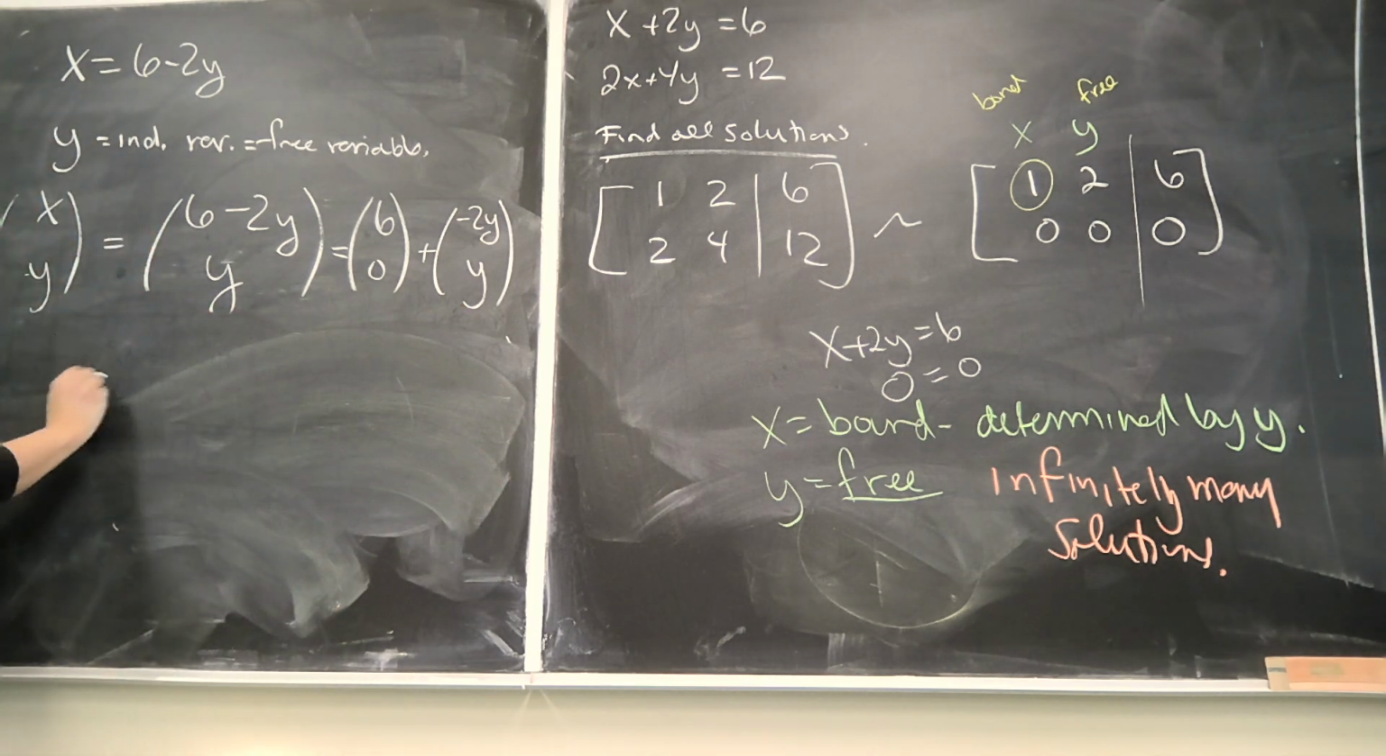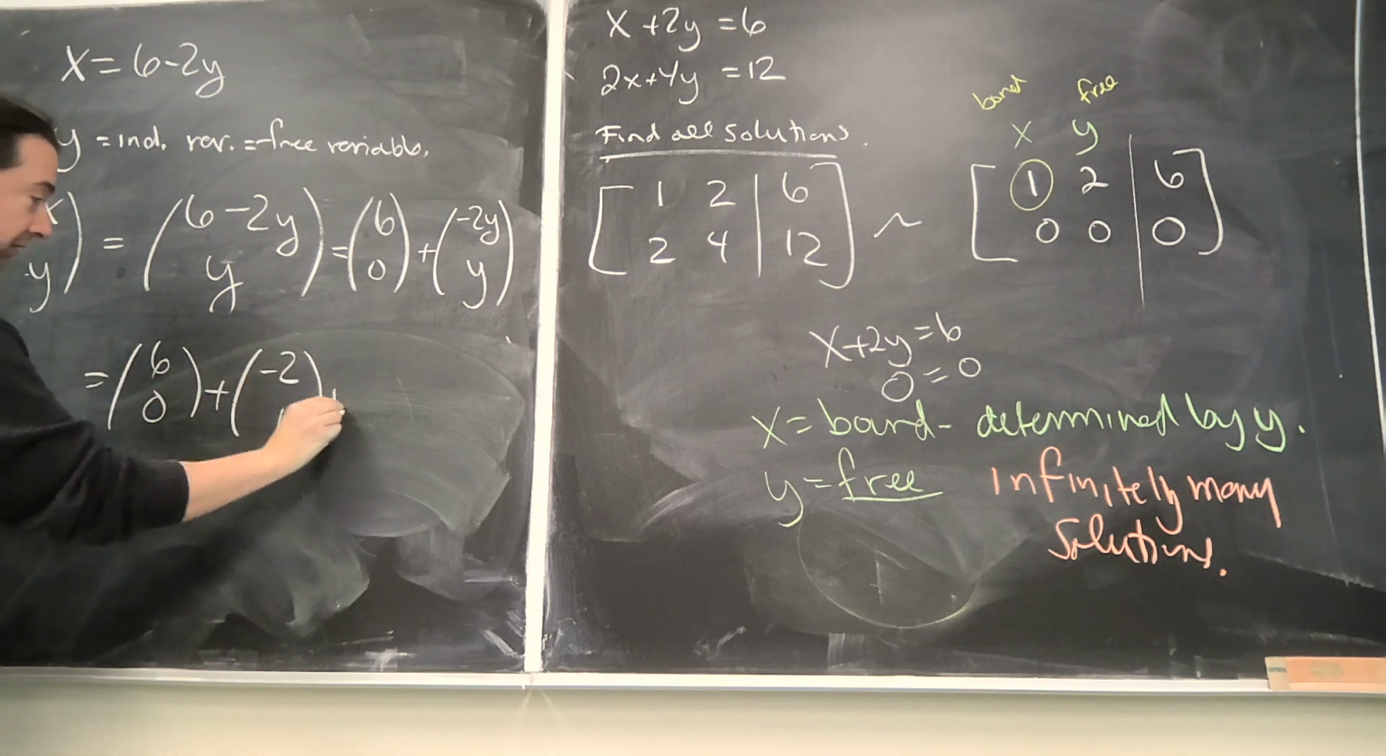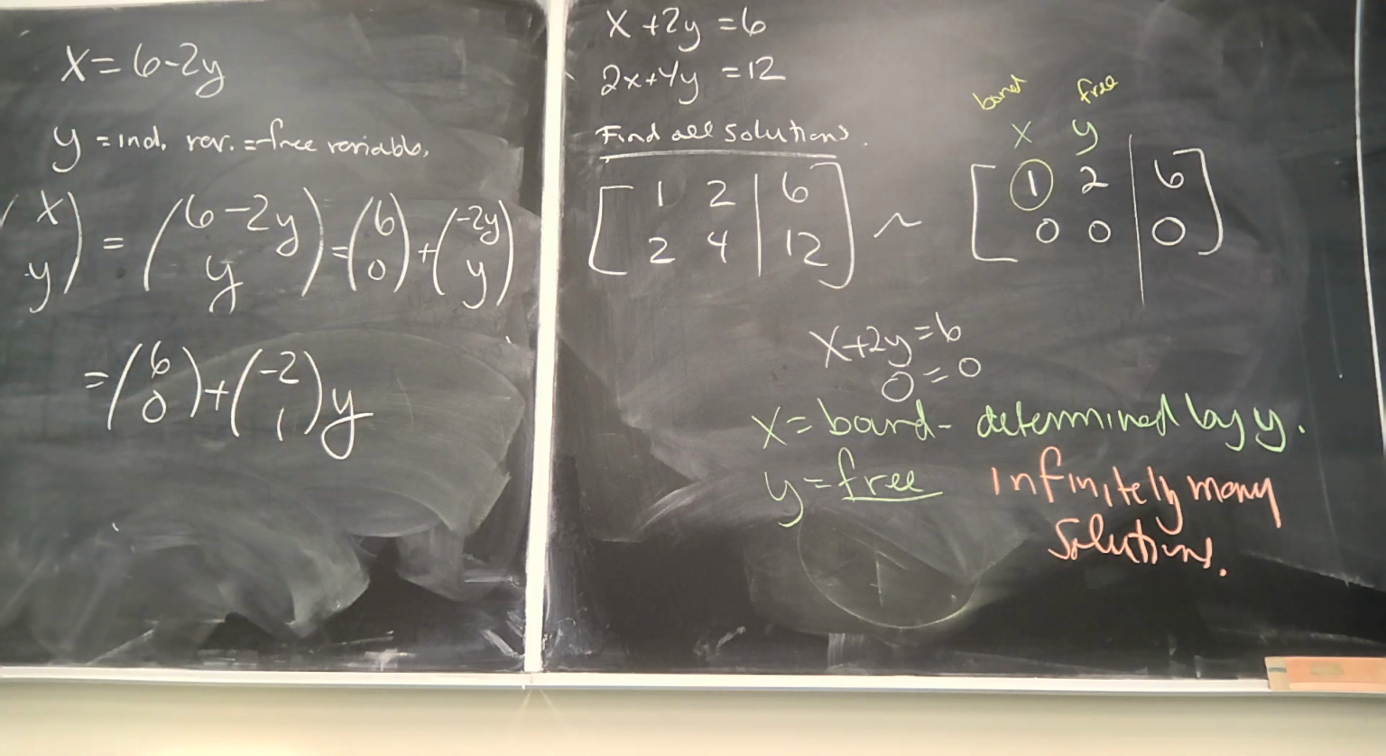And I get this: (6, 0) plus (-2, 1) times y. If we were back in 143, what have I just written down? It's a line. That is a parametric equation of a line. What that says is that whatever the original configuration of stuff is, the solution set consists of a line.